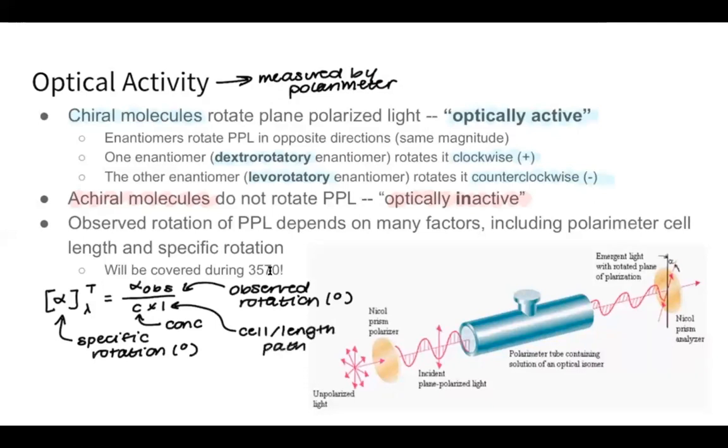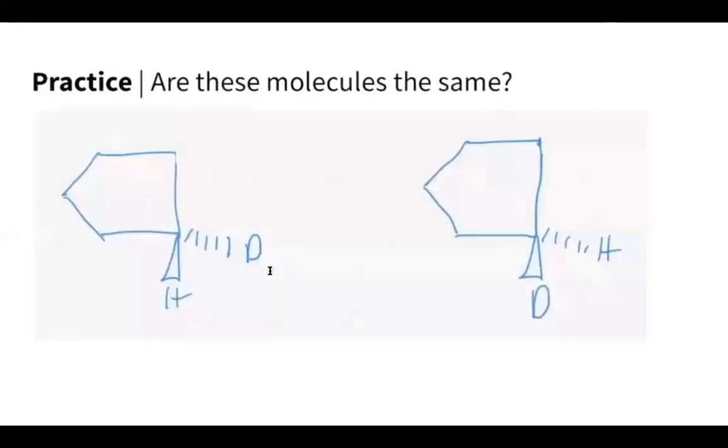So again, Gannon's going to talk about this more when you take his class, but just be worried mostly with chiral versus achiral, and what it means if it's optically active or optically inactive. Does that make sense? I'm going to keep going. Now we're just going to have a bunch of practice to go over what we talked about earlier.